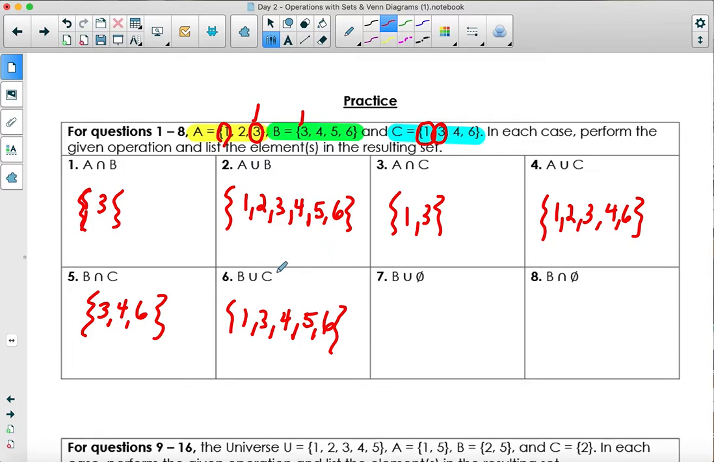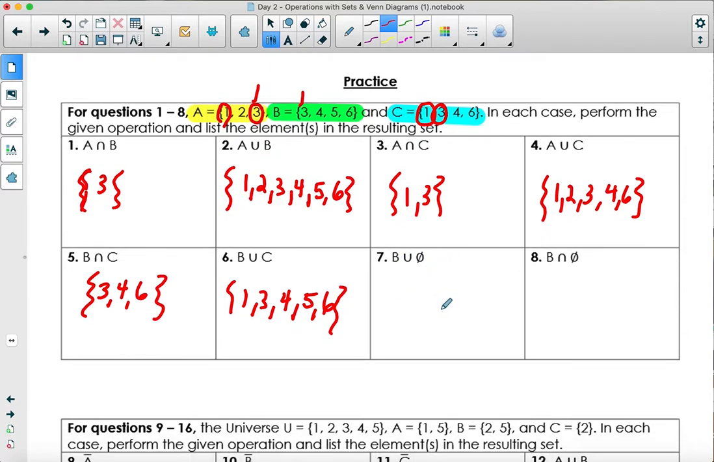I just want you to notice that I am putting them in number order. They don't have to be in number order. It's just very kind if you do that. It's easier for me to grade and so on.